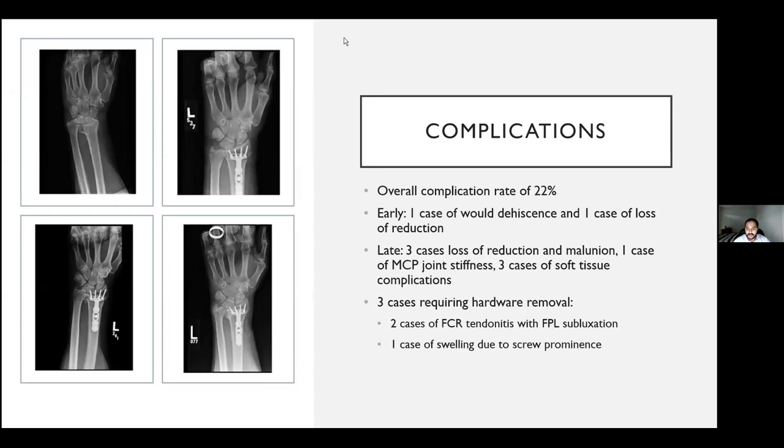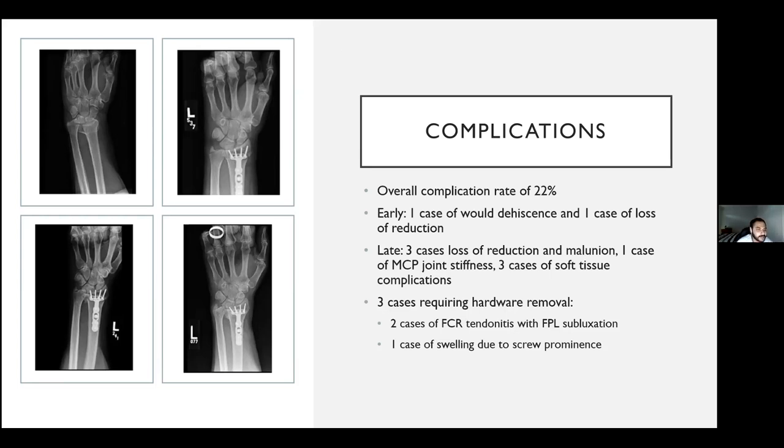And in terms of the late complications, they had 3 cases of loss of reduction that then went on to a malunion, 1 case of MCP joint stiffness, and then 3 cases of soft tissue complications. Those 3 soft tissue complications all required hardware removal. 2 of those cases were FCR tendinitis with FPL subluxation, and then 1 case was due to swelling with screw prominence. And on the left here, they had the images of one of these patients who had a loss of reduction that went on to a malunion.